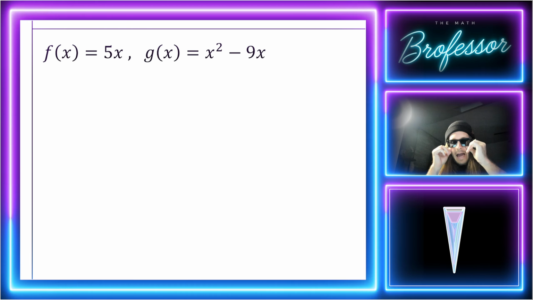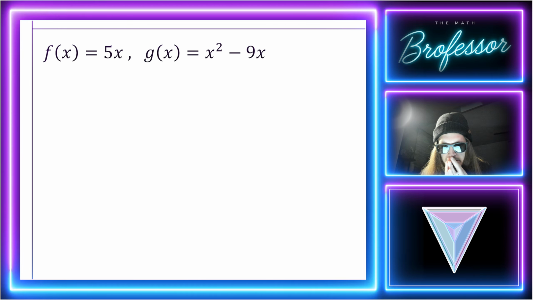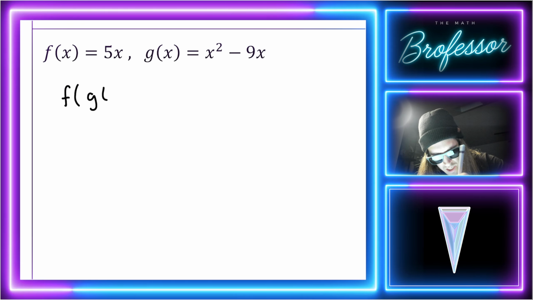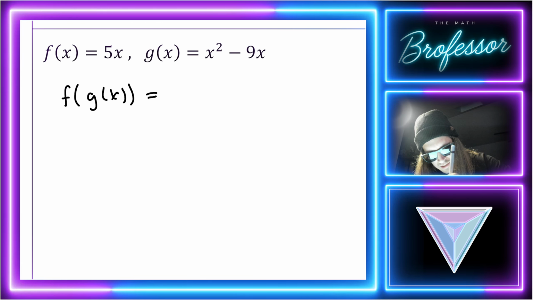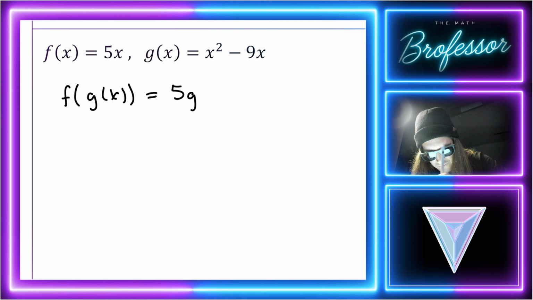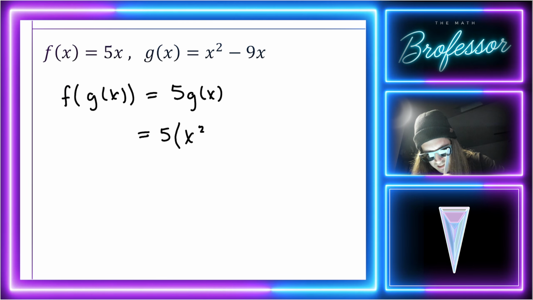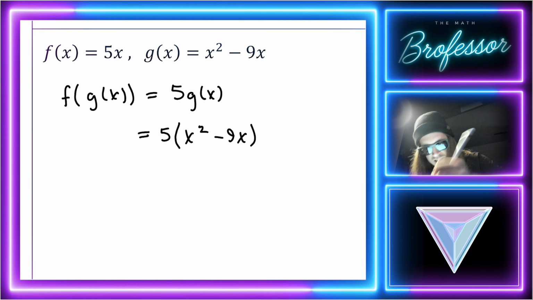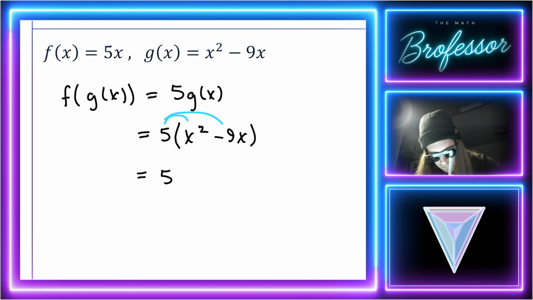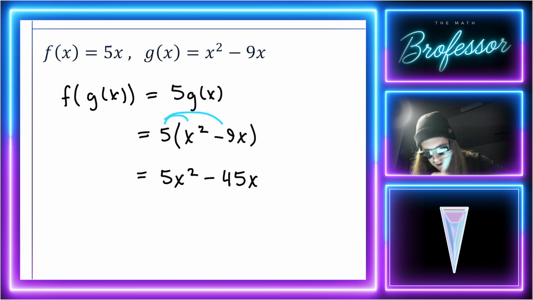I'll bring back the color code. Do I want to bring back the color code just yet? Not yet. We're going to do f of g of x first, all black here. And so this will be f, which is 5x, so 5 g of x. And then what is g of x in its entirety? That is x squared minus 9x. Distribute the 5. And that is 5x squared minus 45x right there.